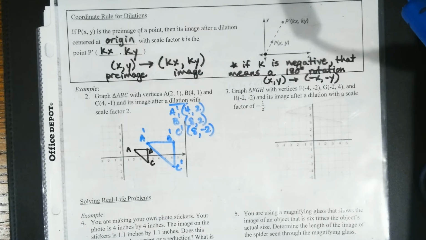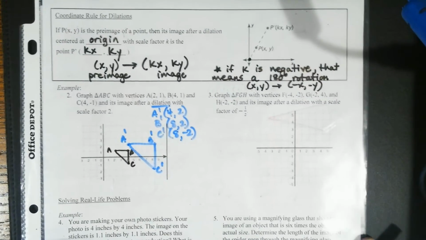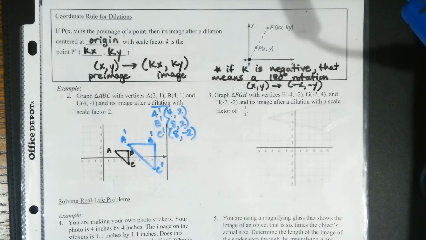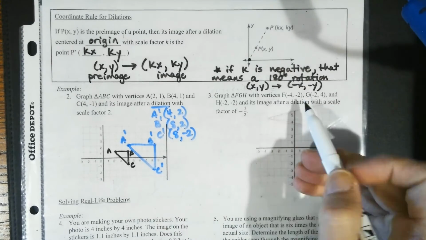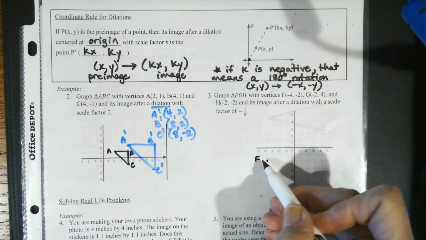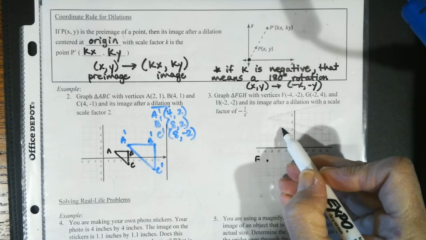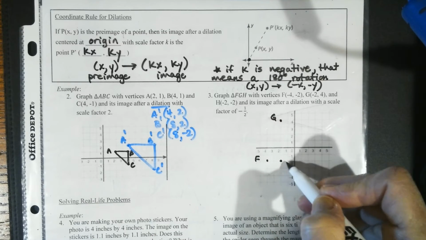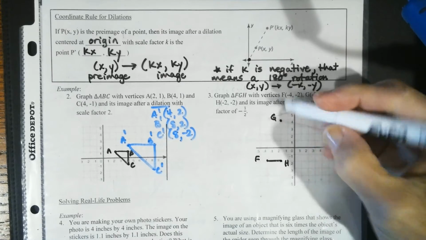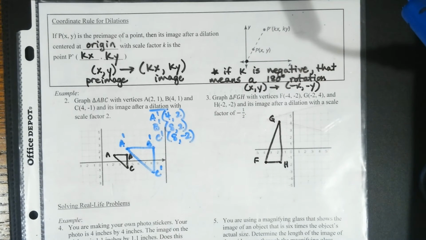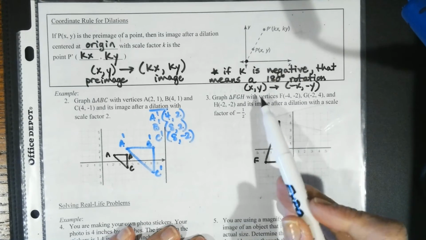Now, if you have more than one transformation, like we did in chapter 4, then like this one, we're going to do prime and then we'll do double prime. So for this one, we're going to graph triangle FGH. So it's negative 4, negative 2. That's F. And then G is going to be negative 2, 4. And H is negative 2, negative 2. Okay. Drawing it as carefully as we can without a straight edge. Should have a straight edge. Okay. So there's FGH.